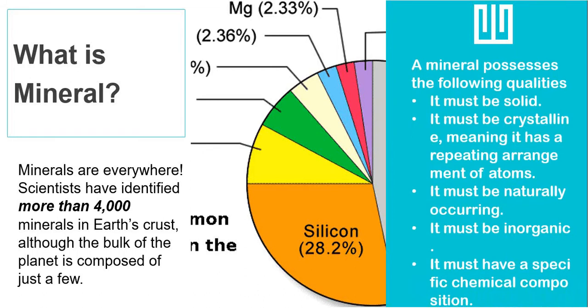So, a mineral possesses the following qualities. 1. It must be solid. 2. It must be crystalline, meaning it has a repeating arrangement of atoms. 3. It must be naturally occurring. 4. It must be organic. 5. It must be specific. It must have a specific chemical composition. So, ito yung mga kailangan mo bago mo masasabi na yung natagpuan mo, is it a mineral?